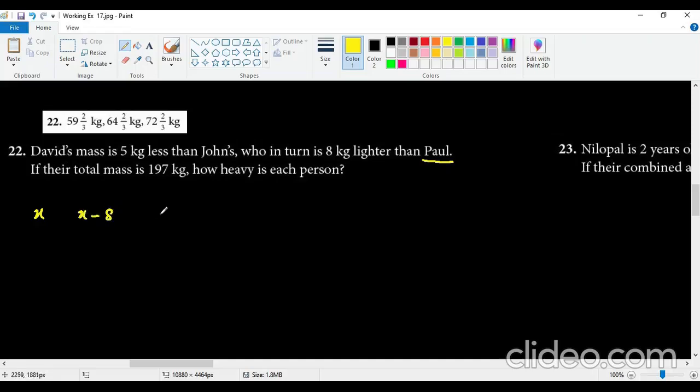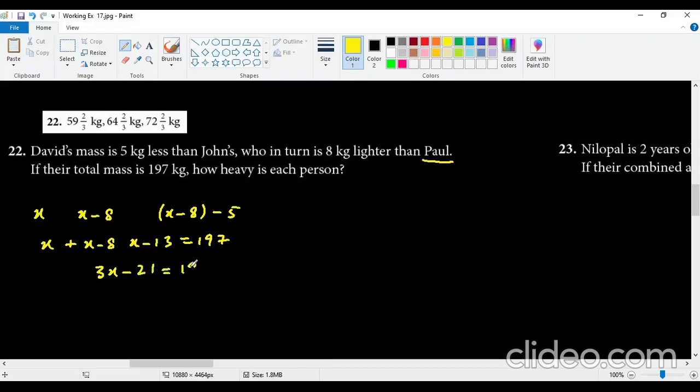And David, who is 5 more than the second one. That means x minus 8, and from here it's 5 more should be less. So algebraically it should be x, x minus 8 and x minus 13, because minus 8 and minus 5 gives a minus 13. So this is equal to 197. So in here you can see 3x, and minus 13 and minus 8 is going to give us a minus 21. Then it is 197.